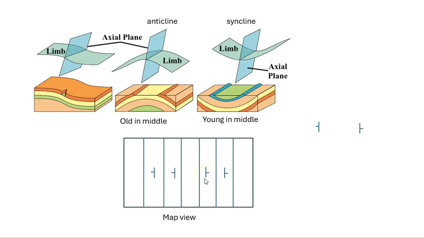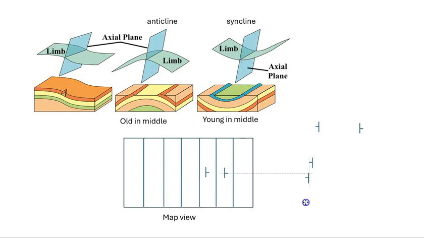So how do we tell an anticline? It either has old rocks in the middle or the beds are tilted away, and we know that by these little symbols called strike and dip symbols. And so, of course, the opposite would be true for a syncline.